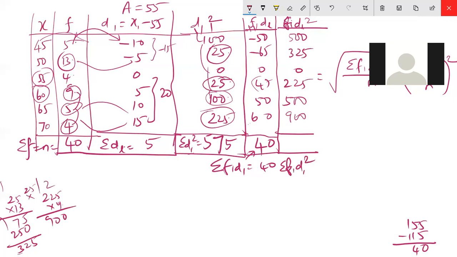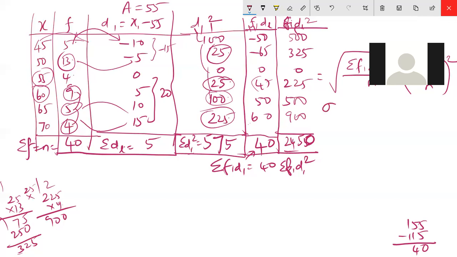Okay. 500 plus 325, 825. Adding up everything, 2450 is coming. Something wrong. Okay, let us see. 2450 is coming. Okay. Now you got Fi di squared as 2450.